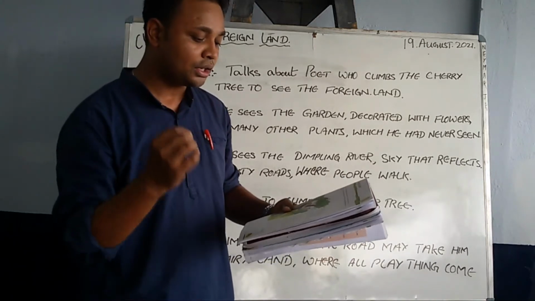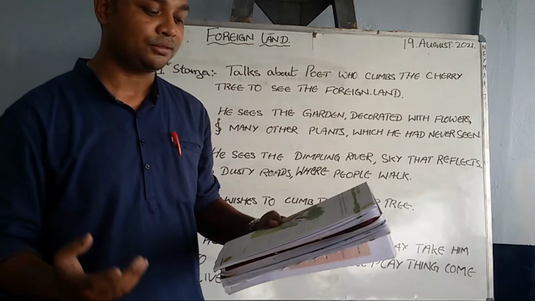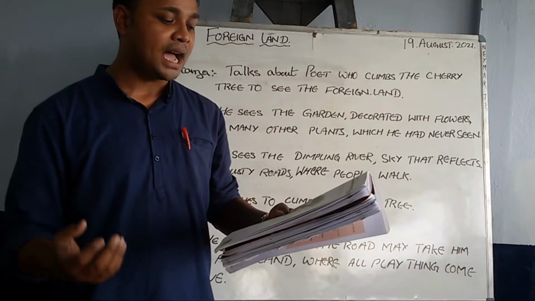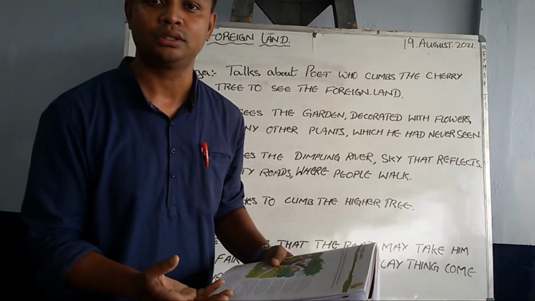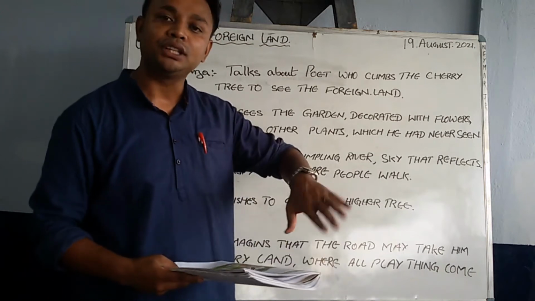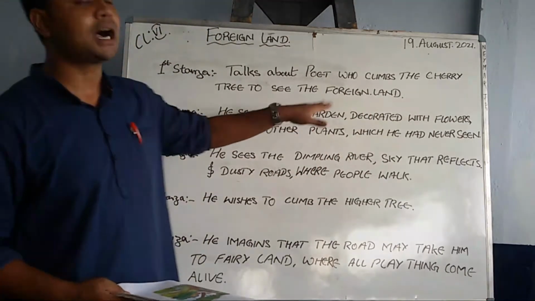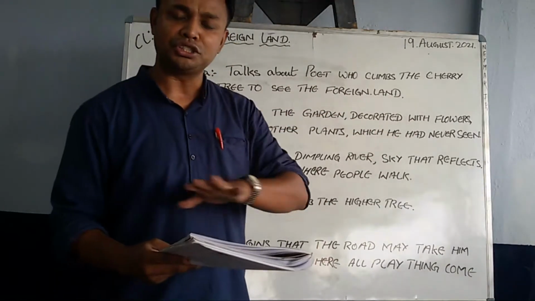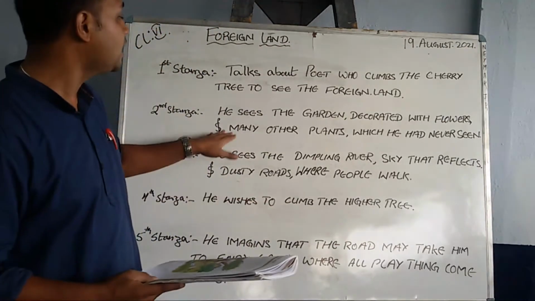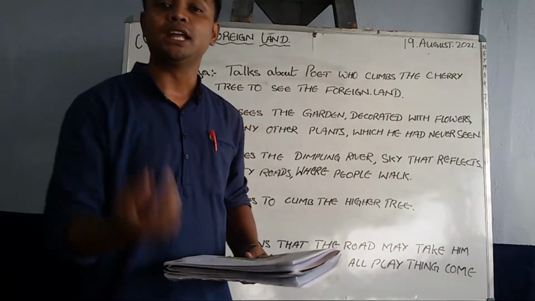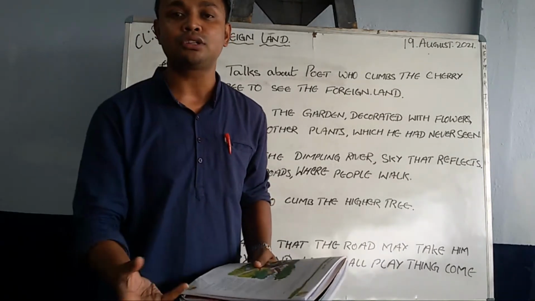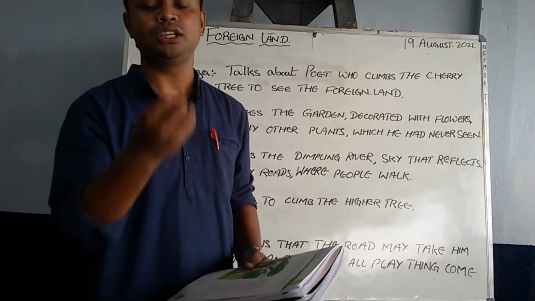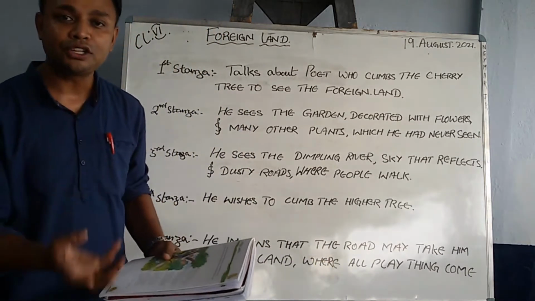I saw the next door garden lie, adorned with flowers before my eyes, and many plants, places more that I have never seen before. Now what he sees after he climbs up the tree: he sees the garden decorated with flowers, many flowers, and many other plants which he had never seen before. That means he is encountering everything in his life for the first time.